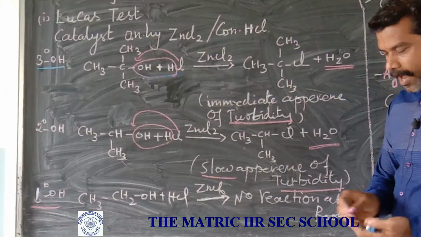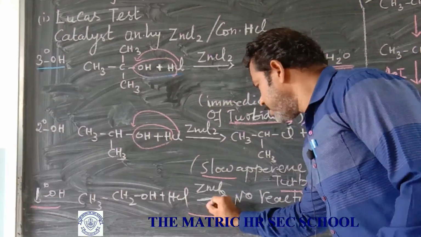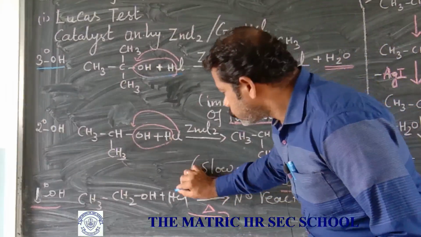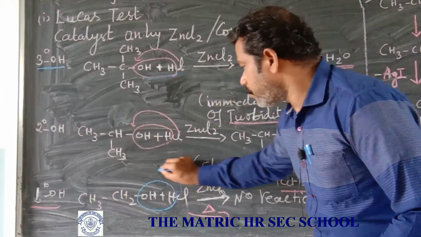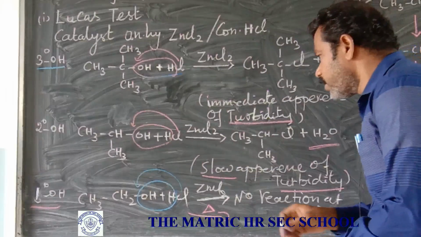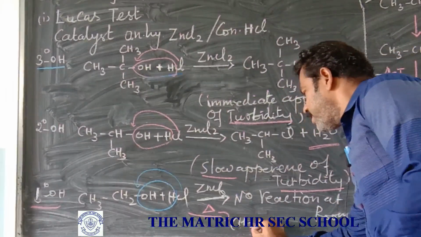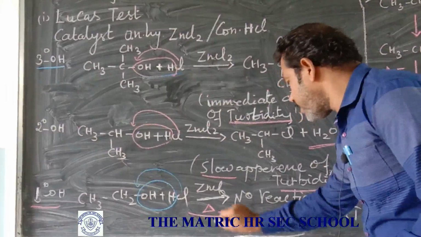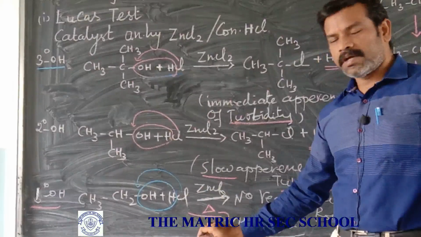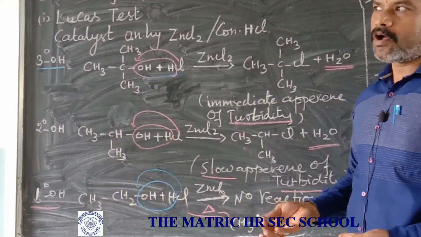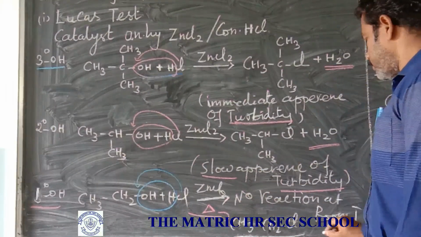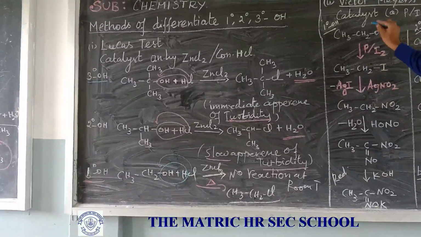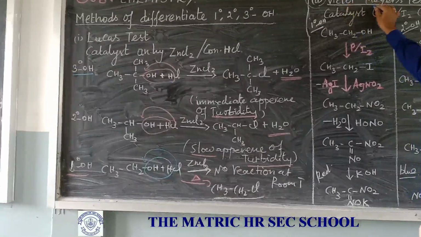Suppose you heat the reaction, then it becomes possible. The water molecule is eliminated and chlorine is added, and you get CH3-CH2-Cl. This reaction is only possible with some heating; it does not react at room temperature. That's all for this method.